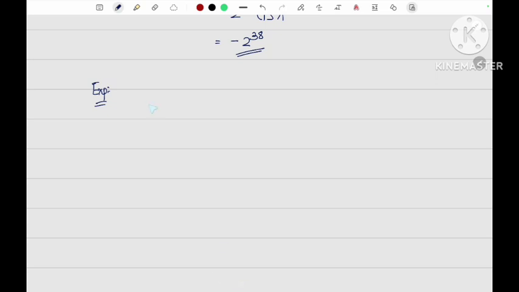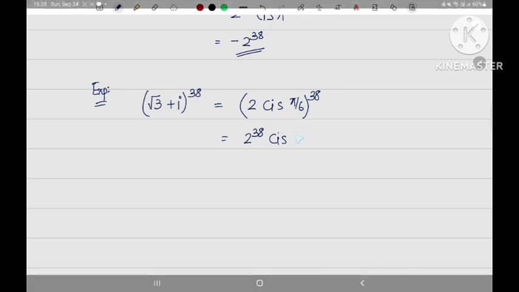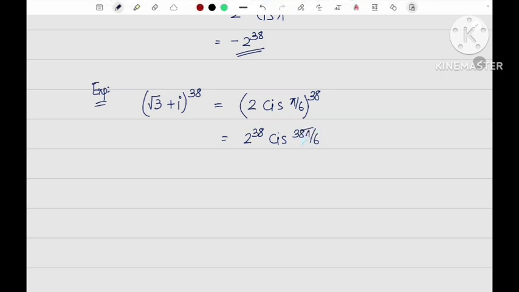Which one I can take? Root 3 plus i to the power 38. This one I can take. Okay. So this is nothing but 2 cis, what is root 3 plus i? 2 cis pi by 6 to the power 38. This will become 2 to the power 38 cis 38 pi by 6, right? De Moivre's theorem. 38 pi by 6.